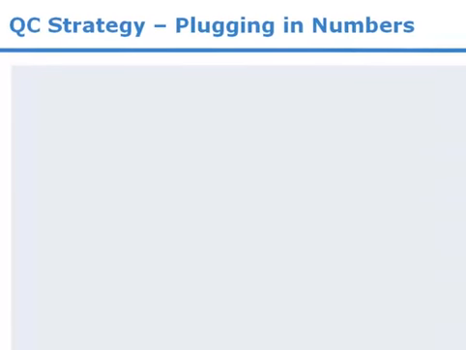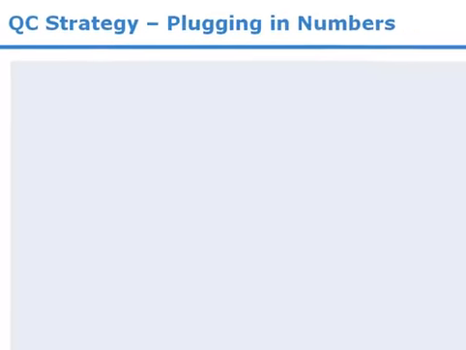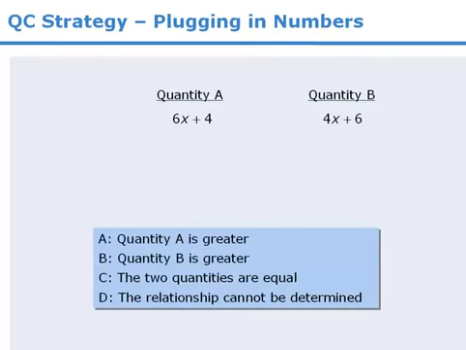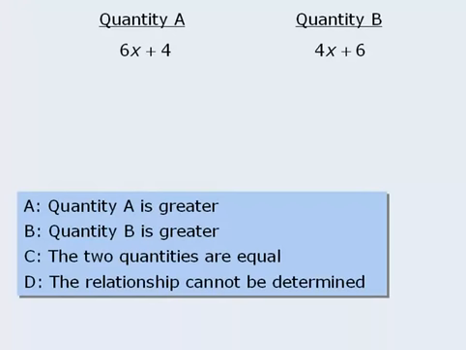In this video, we'll examine a strategy to consider when dealing with quantitative comparison questions that involve variables. To set this up, consider the following question. Now, one possible way to solve this question is to use the strategy we examined in the last lesson and perform certain operations on both quantities.